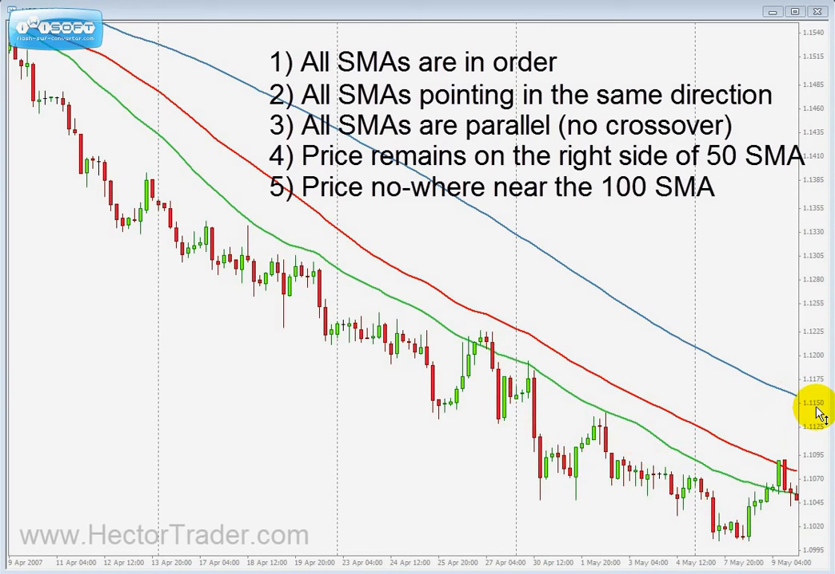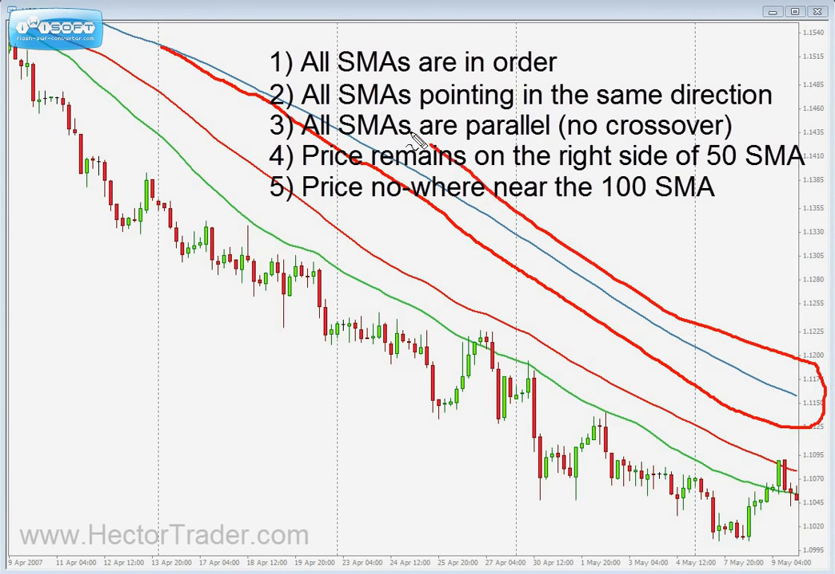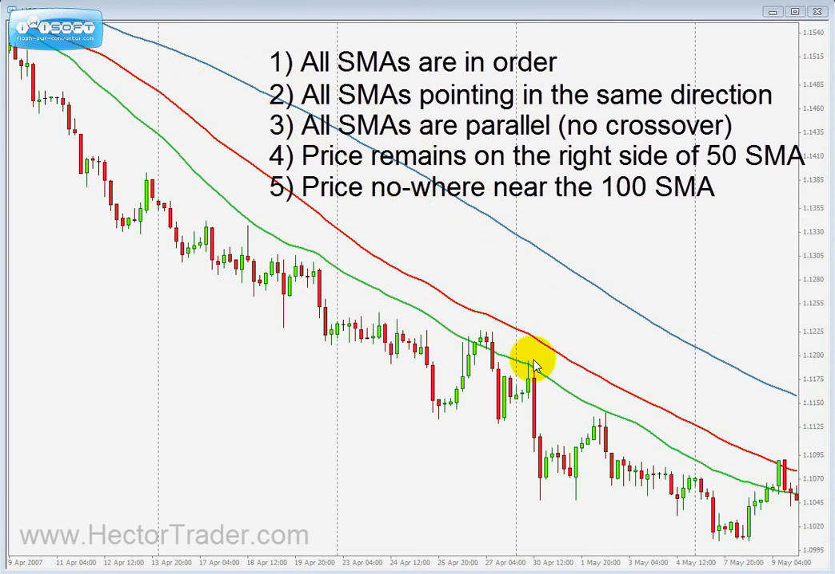Okay, so that's why the fifth condition of my system, as far as spotting healthy trends, is that the price never gets around the 100 moving average. So far we have all of them pointing in the same direction, all of them parallel, no crossover, all the moving averages in order, price remaining on the right side of the 50, and nowhere, even if just for one second, we might breach a little bit above the 50, but never to the point of getting around the nearabouts of the 100.